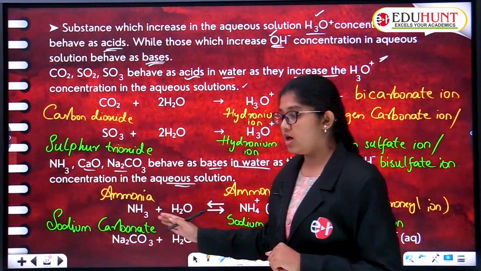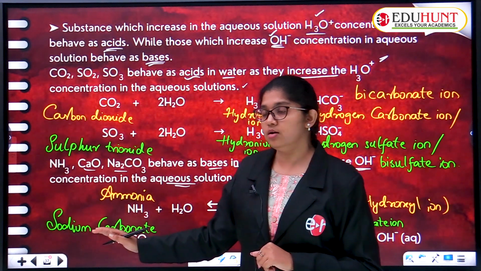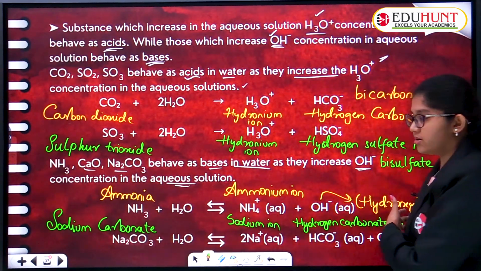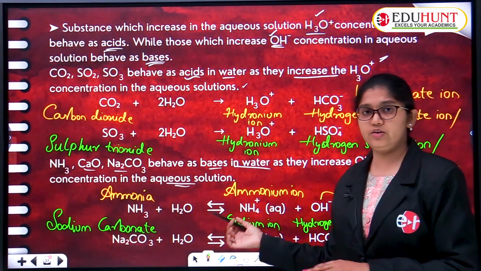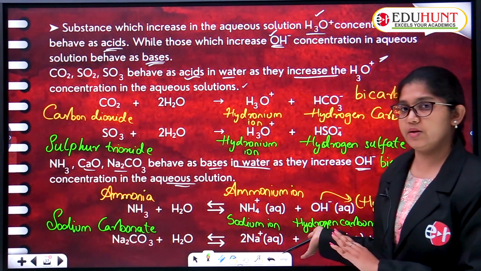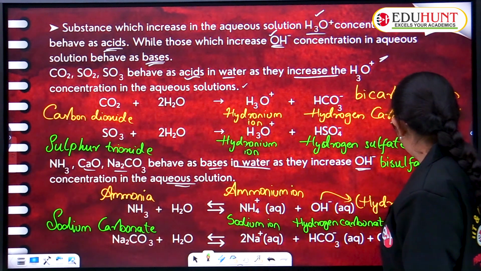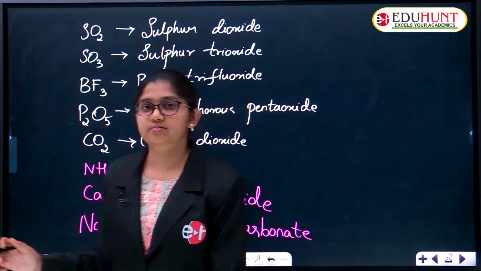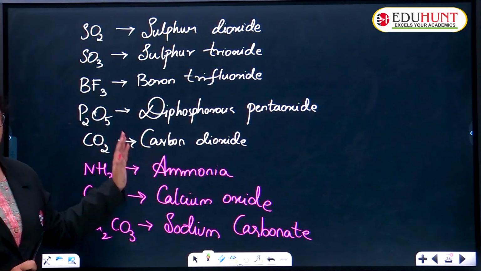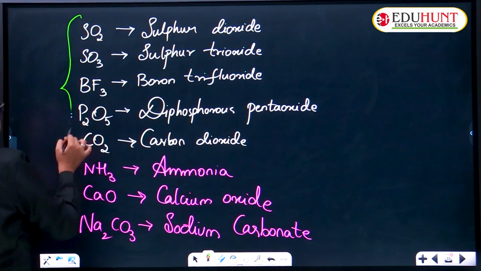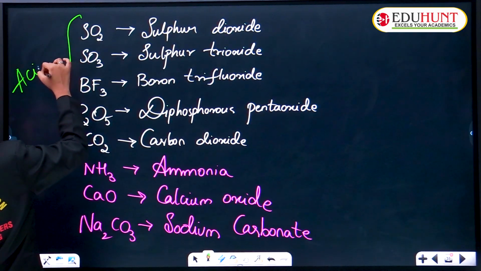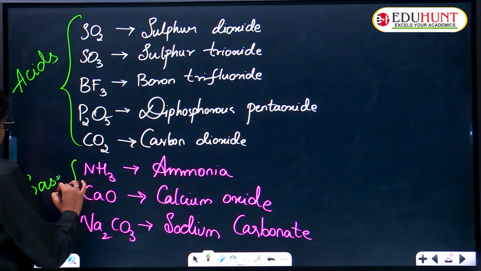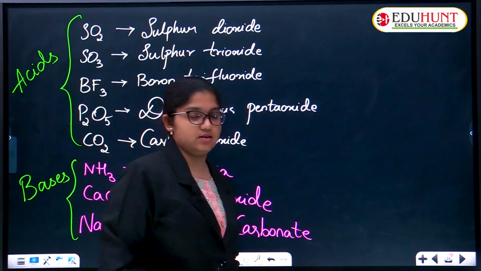What are the three? NH3, sodium carbonate, and CaO is also regarded as a base, because why? It also reacts with water: CaO plus water gives rise to calcium hydroxide, and OH minus ions are given. So if we consider like that, there is clarity on the modification of acids and bases, where all these are considered as acids in the modified Arrhenius theory, and these three are regarded as bases according to the modification of Arrhenius theory.